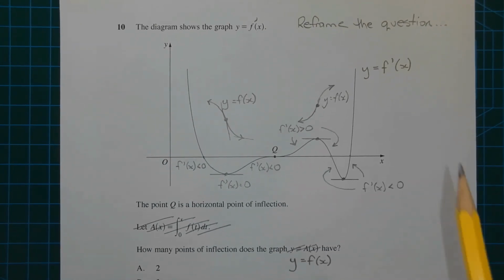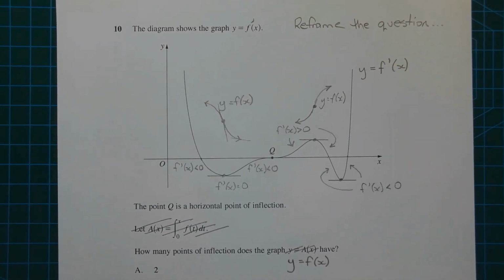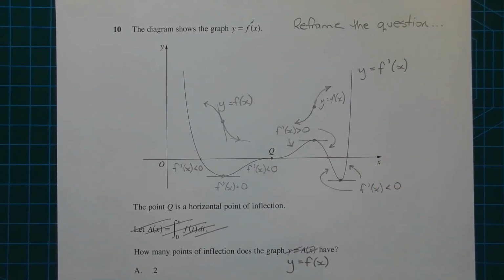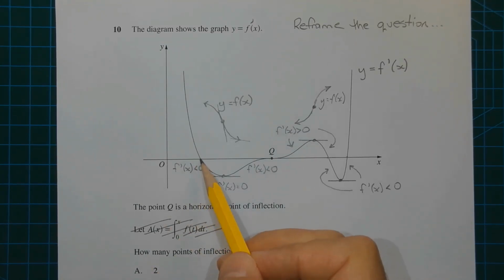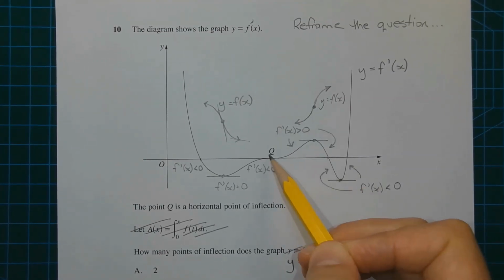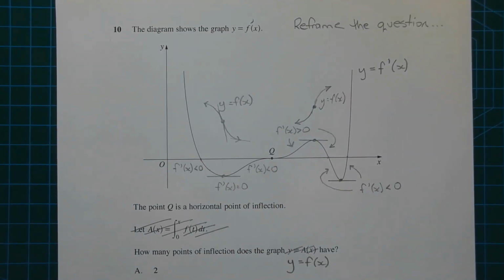Going back to the graph of y equals f dash of x, the y values represent the gradient of the tangent at the corresponding x values on the graph y equals f of x. So this point here, this point here, this point here, this point here, there's 4 x-intercepts. They represent stationary points on the curve y equals f of x, and there are 4 of them. But we're interested in the points of inflection. Now, points of inflection mark a change in concavity.